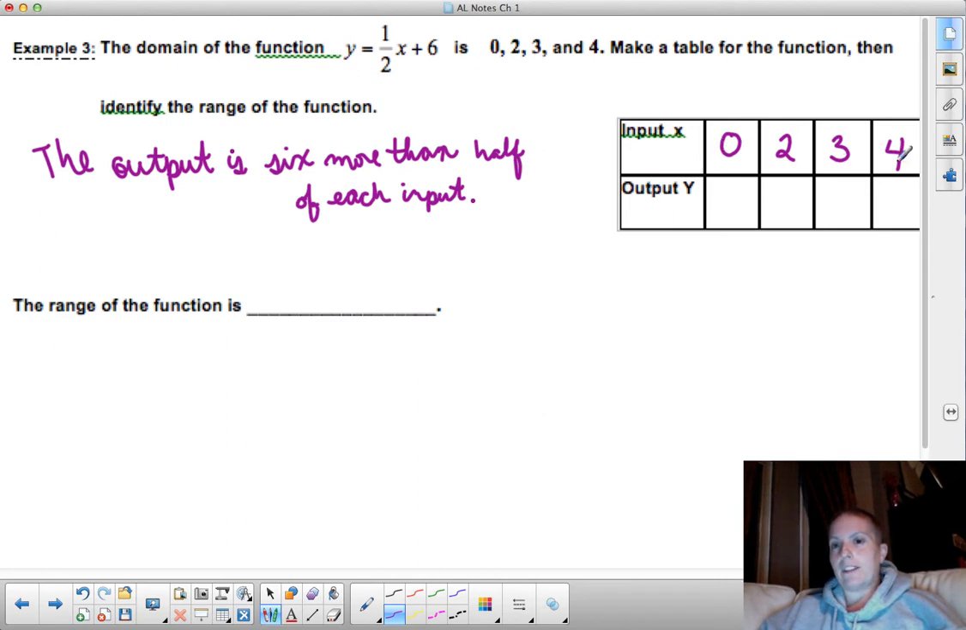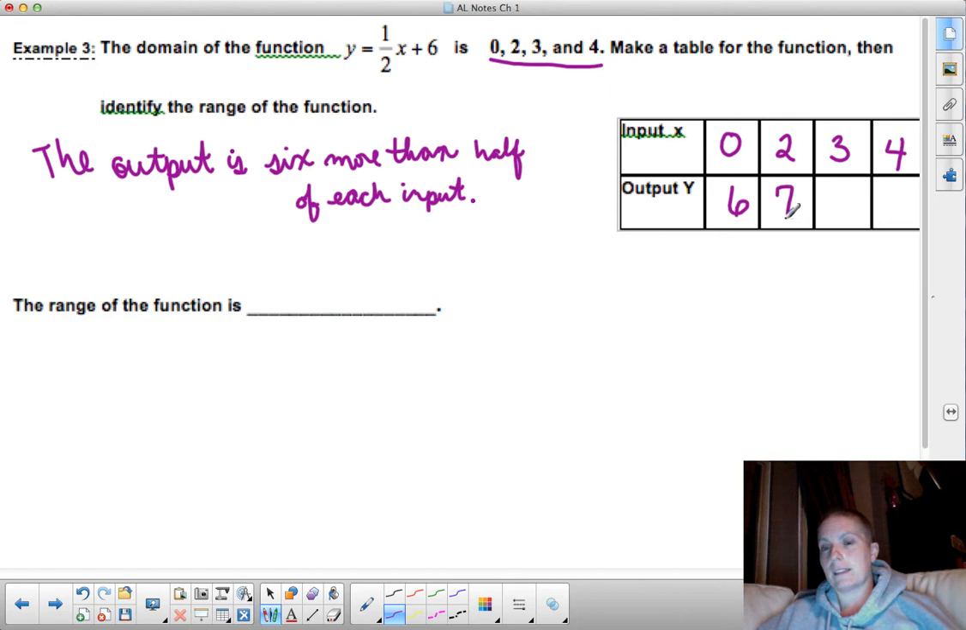It asks us to fill in the table, so I filled in my x values, or my domain, 0, 2, 3, and 4, because that is what they gave me. Eventually, I'll get control over that, but for now, they're going to tell me what to put there. So I plug in the 0, 1/2 of 0 is 0, then add 6. So 0 plus 6 is 6. 1/2 of 2, and then add 6. Half of 2 is 1, and 1 plus 6 is 7.